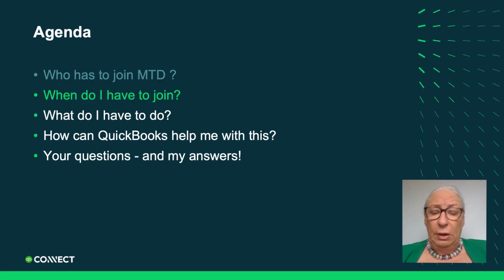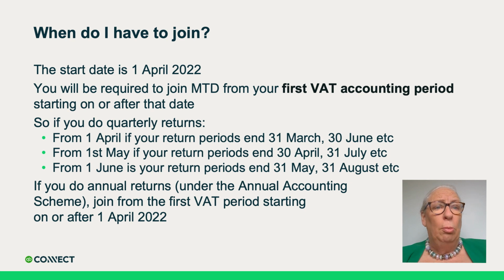Now, when? Well, I've given you a little bit of a clue to that, but it's a tiny bit more complicated. So when do you have to join MTD? You'll join MTD for your first VAT accounting period, starting on or after the 1st of April 2022. So it depends what VAT periods you're doing. Now, if you're doing monthly periods, then you'll come in from April, but most people do quarterly returns. So if your return period ends on the 31st of March, that's the last return under the old scheme, and you'll then come into MTD from the 1st of April.